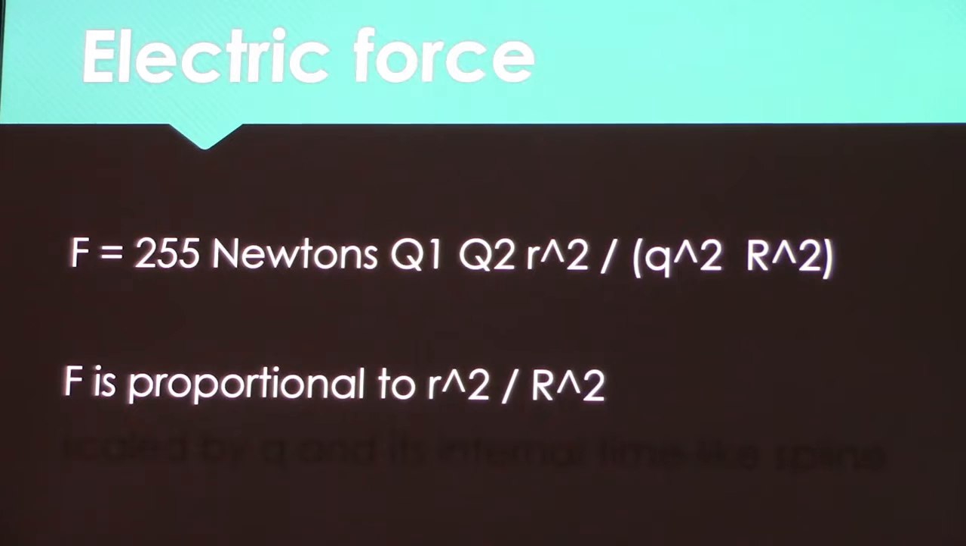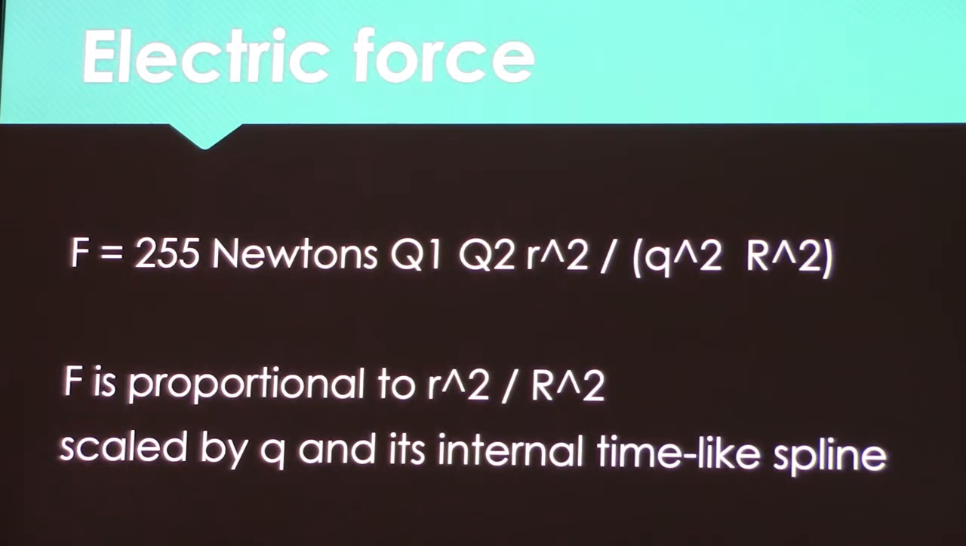And you notice that the force is proportional to the proton radius squared divided by the distance between the two objects squared. So that's different than gravity, and that's why it's so much stronger. It's radius squared instead of the radius cubed of the proton. And then further scaling is by Q, what our modern science calls the proton charge, and also the fact that Q is part of an 8-dimensional physics that has an internal time-like membrane spline.